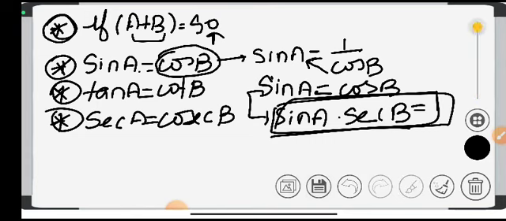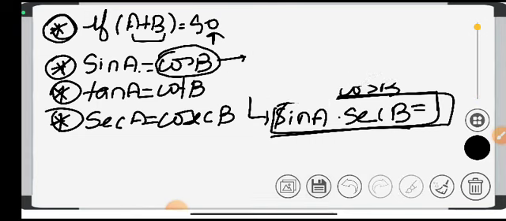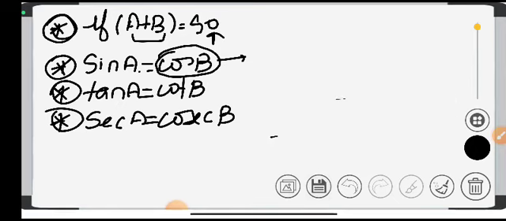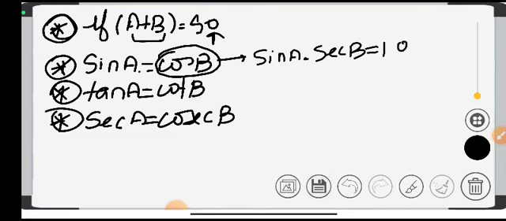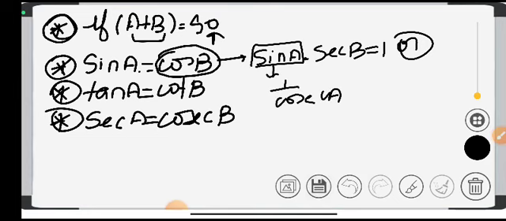Let's rub this one, and by solving this you will get the resultant, that is sin A into sec B is equal to 1. Or you can also write it if sin A is written as 1 upon cosec A, so it is equal to cos B.